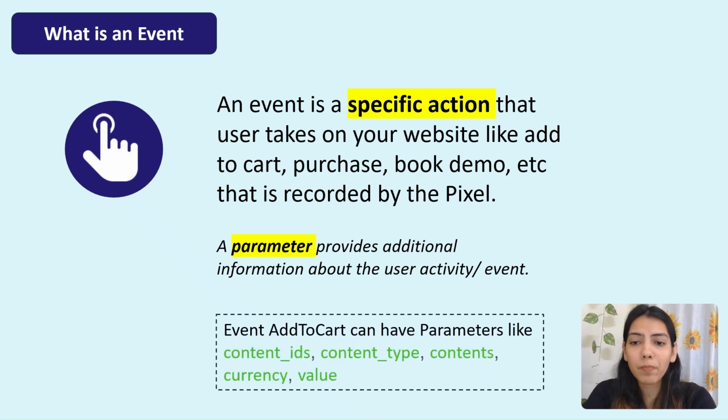For example, when someone does an add to cart, I can also pass information like what was the name of the product that was added, what was the price of the product that was added, what is the category of the product that was added. So all this additional information that we pass with an event is known as parameters for that event. Now, an event can be a custom event or a standard event.